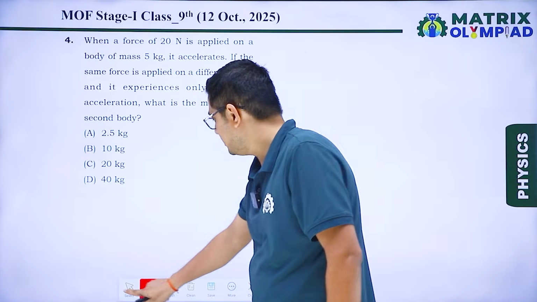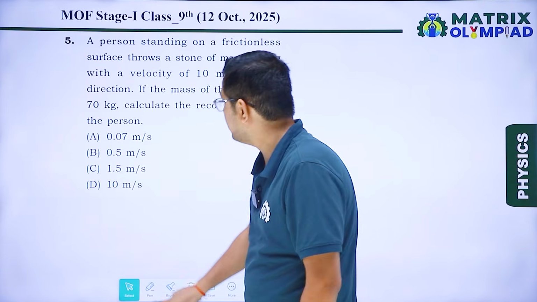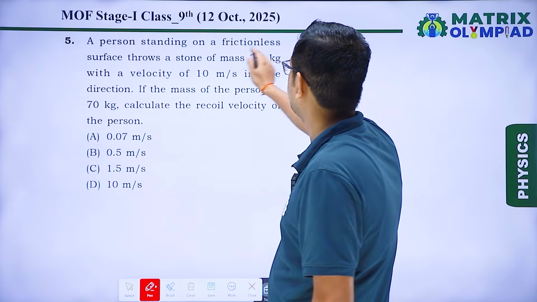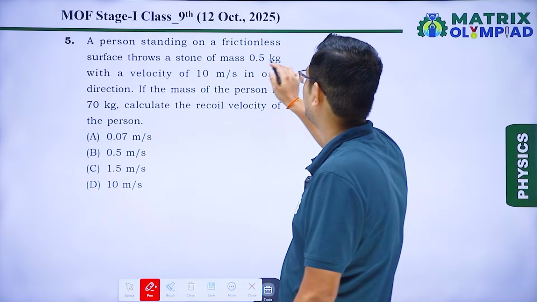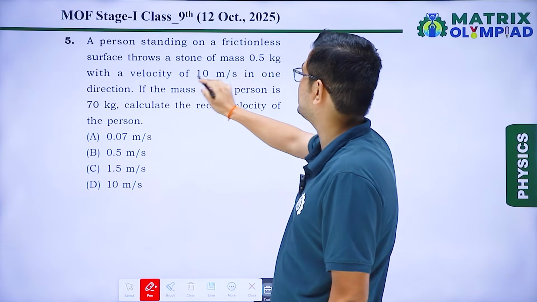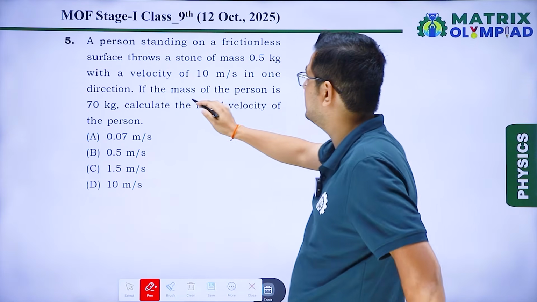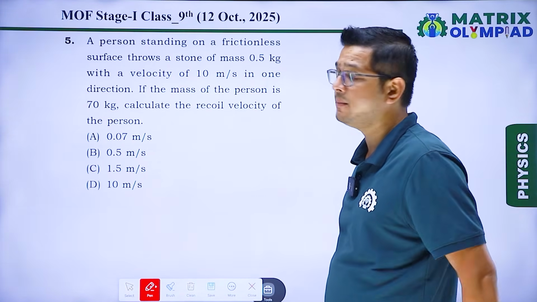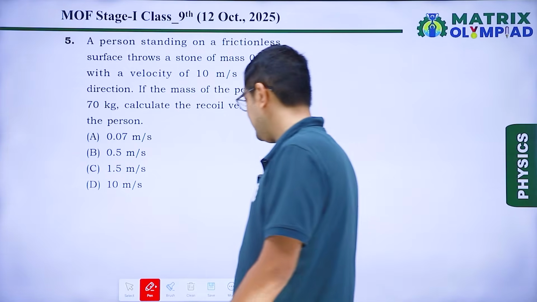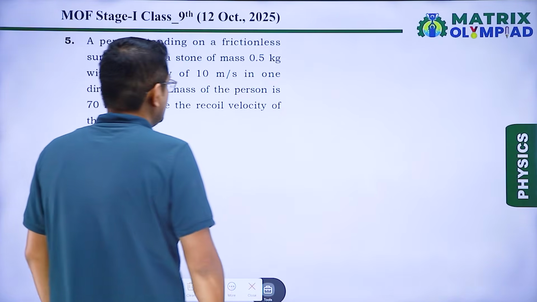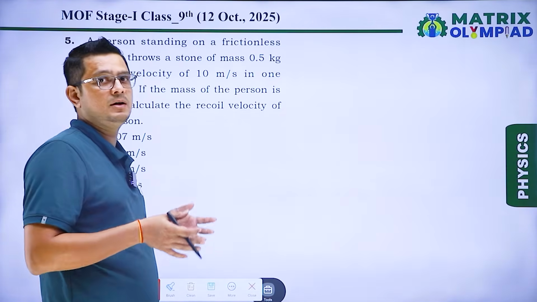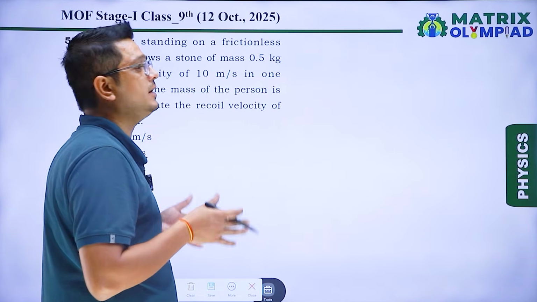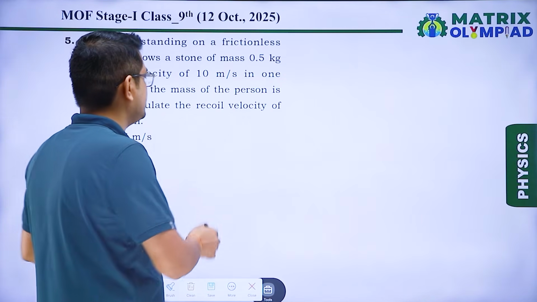Next question number 5. A person standing on a frictionless surface throws a stone of mass 0.5 kg with a velocity of 10 meter per second in one direction. If the mass of person is 70 kg, calculate the recoil velocity of the person. So we will solve this problem by the law of conservation of momentum. As we know that in starting, the total momentum of a person and stone will be 0 because both are at rest.